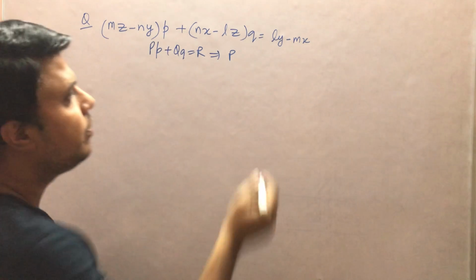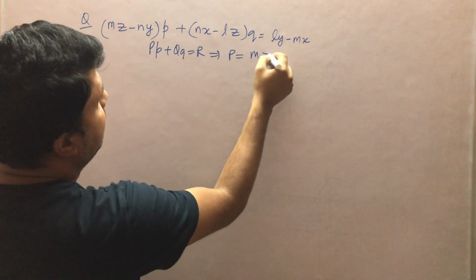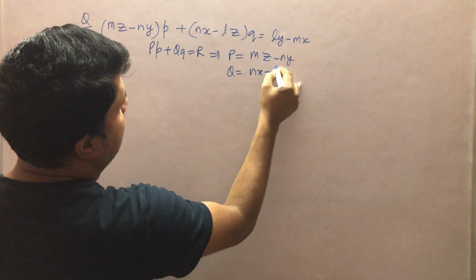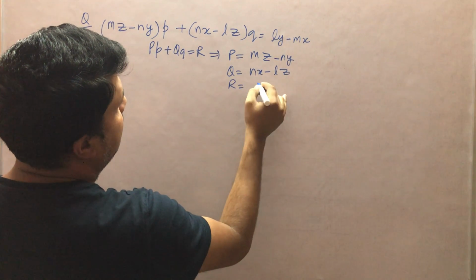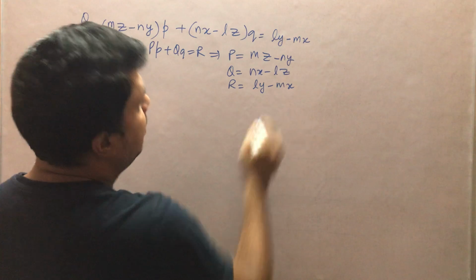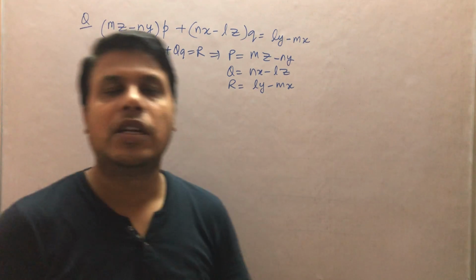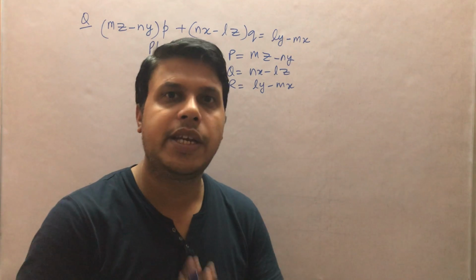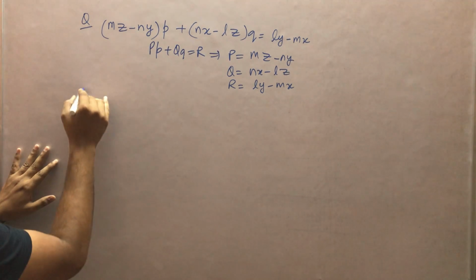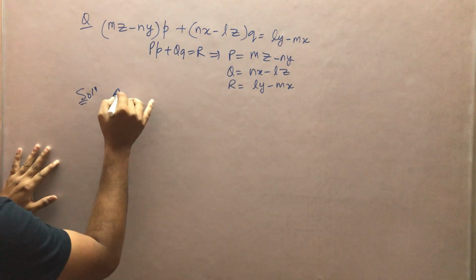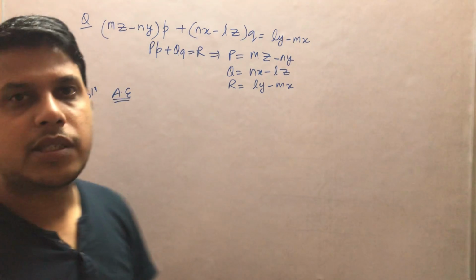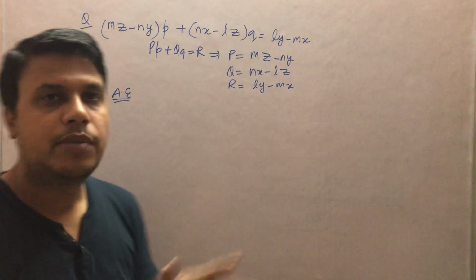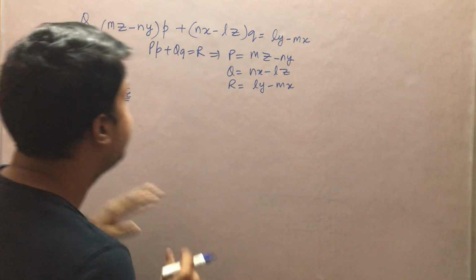So capital P will be, so I hope this is clear how we got the values of capital P, capital Q and capital R. Now we are going to form the auxiliary equation. Auxiliary equation sometimes can be written, because I am very lazy, I can write it down as AE, means simply auxiliary equation.